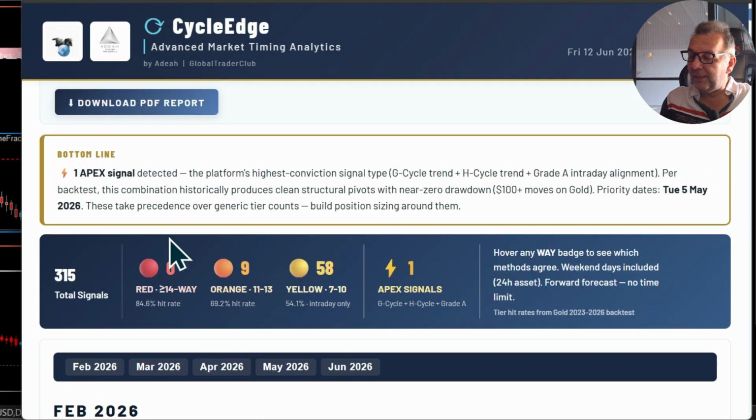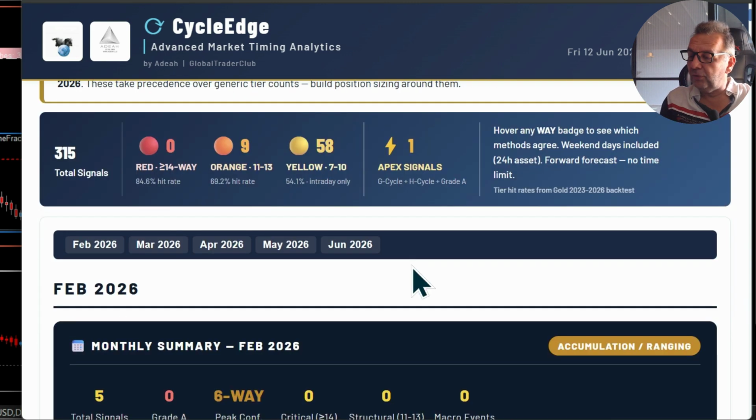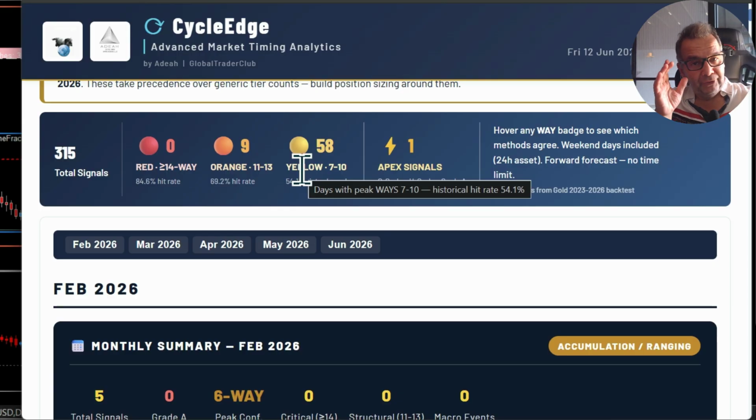I've also set here, as you can see, some color coding, right? Red, orange, yellow, and the apex. Apex we already talked about. Red days are good to trade. Red days doesn't mean we're going to fall, okay? The market is not going to drop. Red day means it's a good day to trade. Orange is an average day to trade. The yellow is a riskier day to trade.